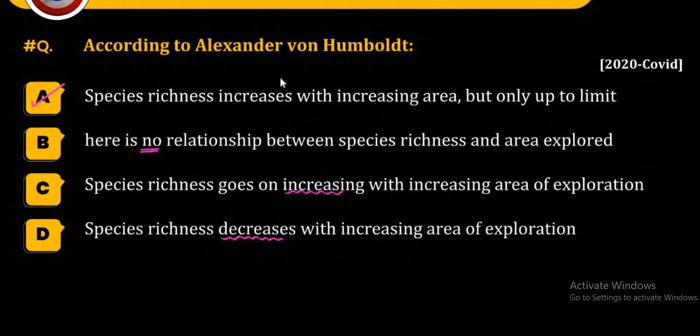Next question. According to Alexander von Humboldt, option A is correct. Species richness increases with increasing area but only up to a limit.